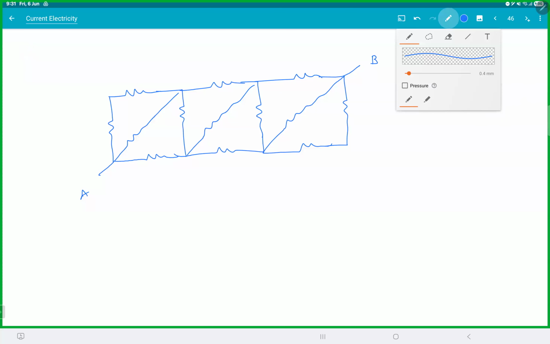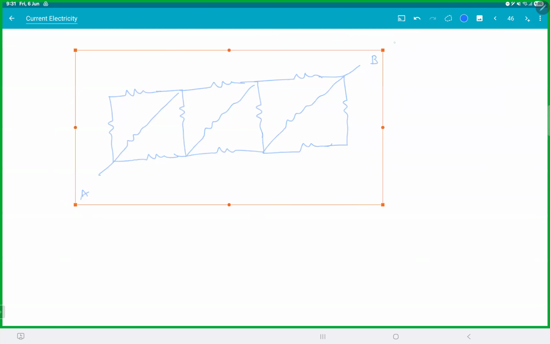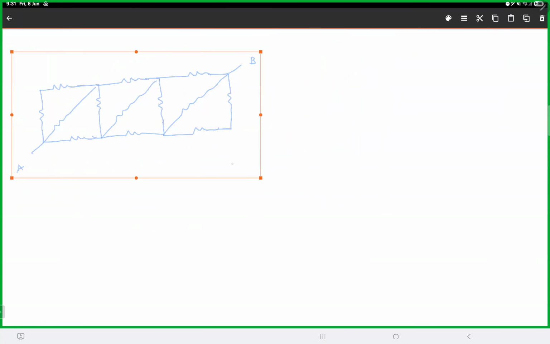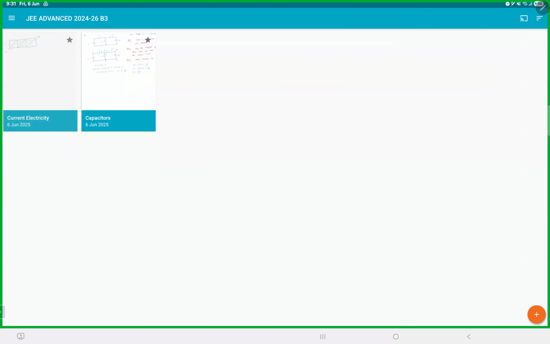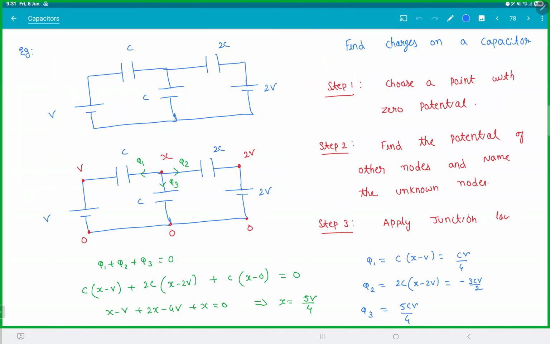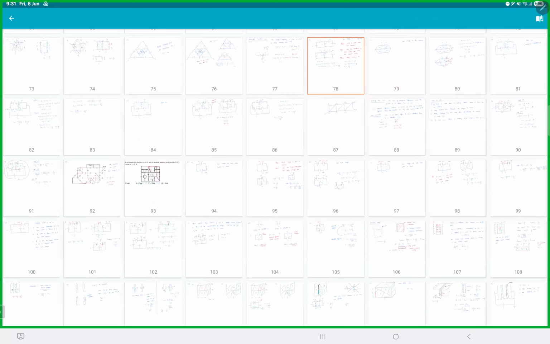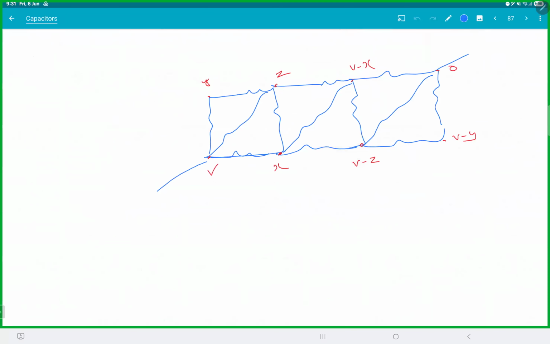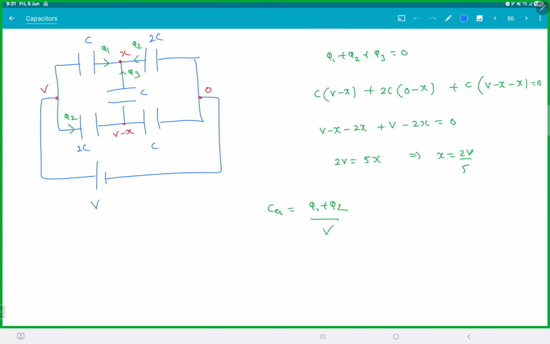Do you guys remember diagonal symmetry? This is a diagonal symmetry. Hope you remember how we use diagonal symmetry. Remember this example? It is there in the capacitor notes. Same problem I gave as an example. Whatever happens here, the same thing happens here, so you get the same potential difference.